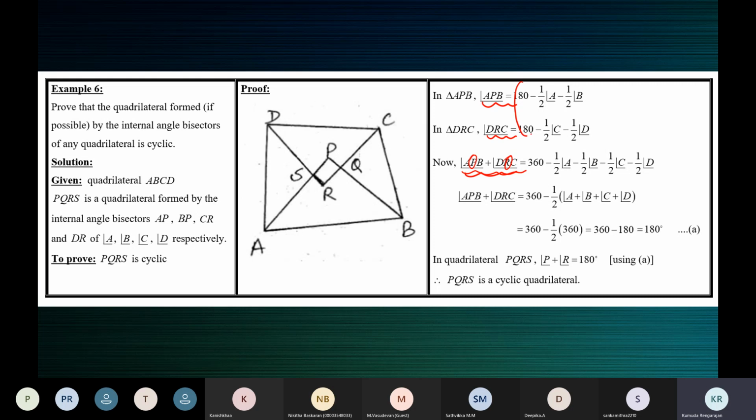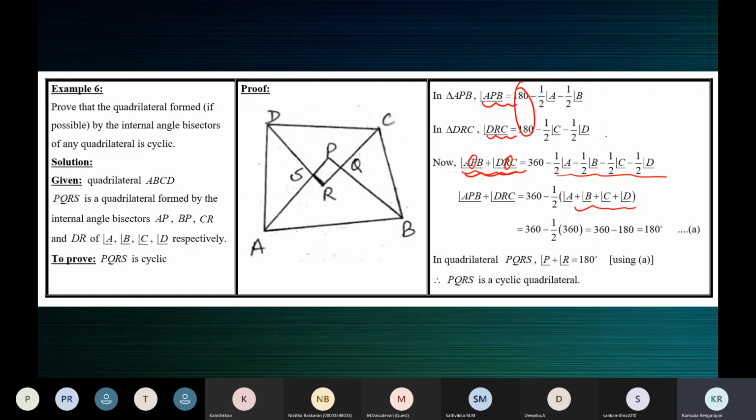So 180 and 180 is 360, and then all this. Now half is common everywhere. So 360 minus half, you can understand this, angle A plus angle B plus angle C plus angle D. It becomes plus now because we have taken out minus half common. Minus into plus will give you minus.